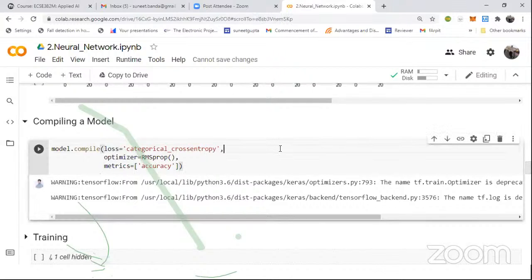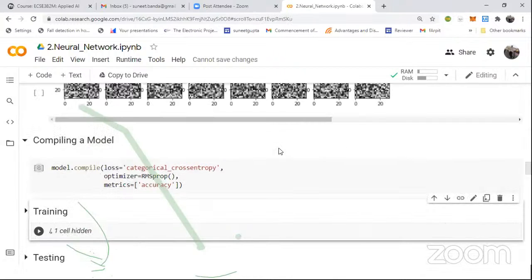Previously we defined the structure of the model. After that, we have to compile the model. Here in the compilation, you can see loss equal to categorical cross entropy. This is a loss function, and we are going to use the categorical cross entropy loss function. Besides it, some other loss functions are also there. All those loss functions you can find in the Keras library, and as per your choice, you can utilize them.